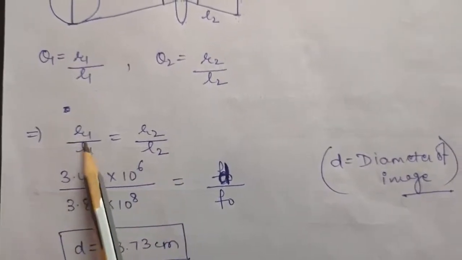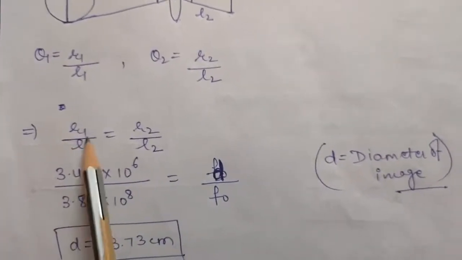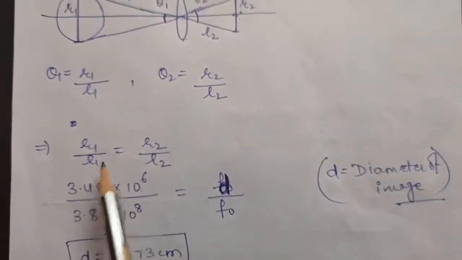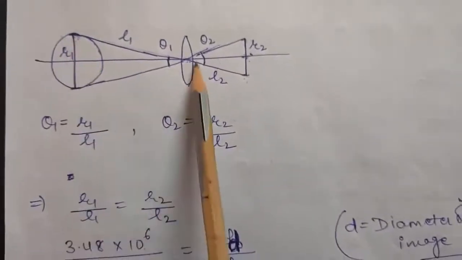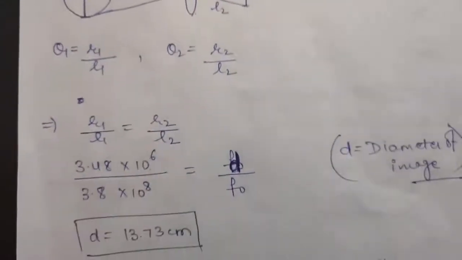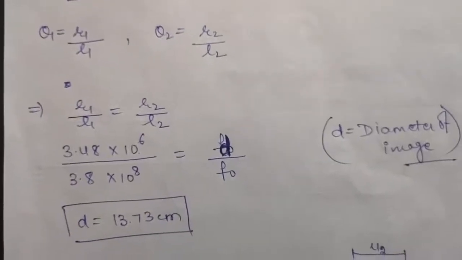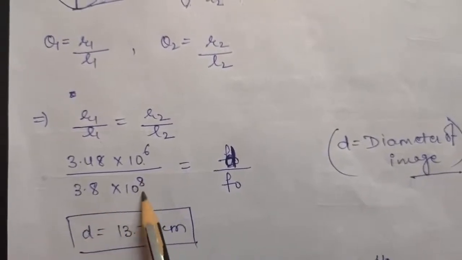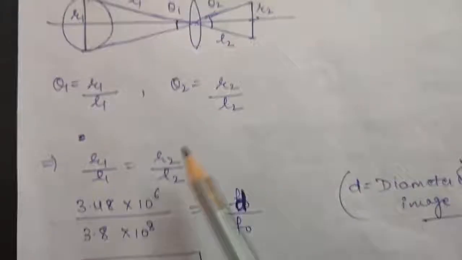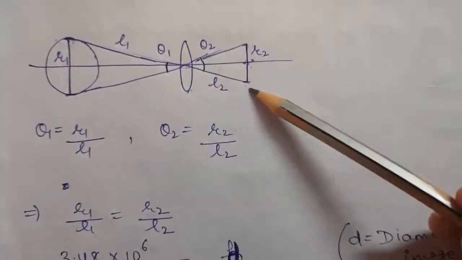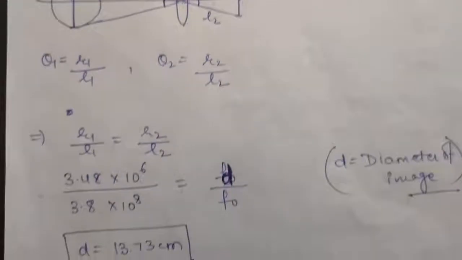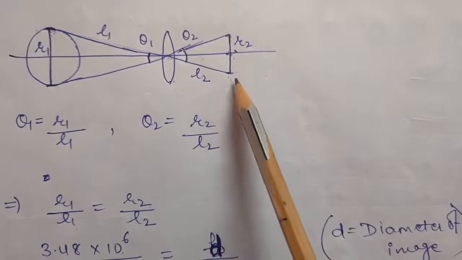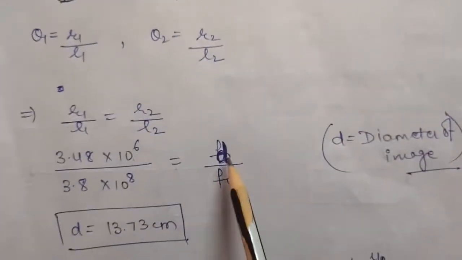Now R1, that is diameter of the moon, that is given to you in the question to be 3.48 into 10 to the power 6 meter. L1, that is the distance of the moon from the eye lens. So this is nothing but radius of lunar orbit, that is the distance to the moon from the earth, that is given to be 3.8 into 10 to the power 8 meters, is equal to R2. So R2 is nothing but the diameter of the image of the moon. Okay, so let us consider that to be D.